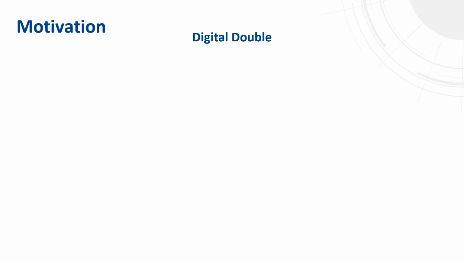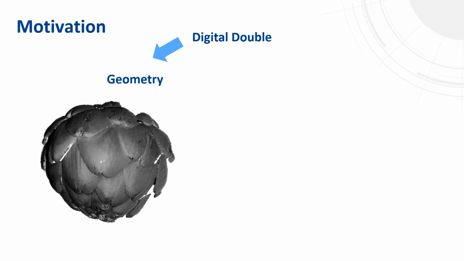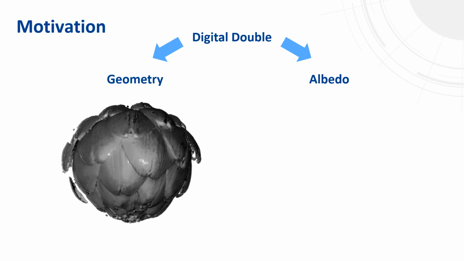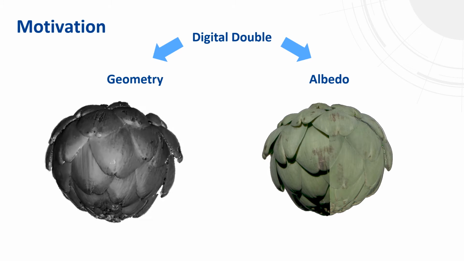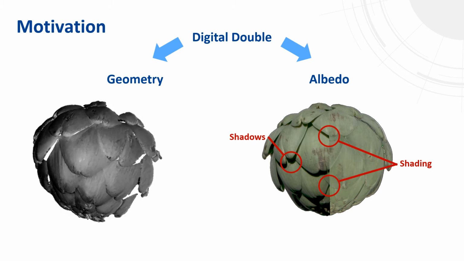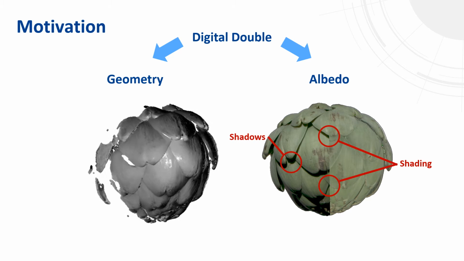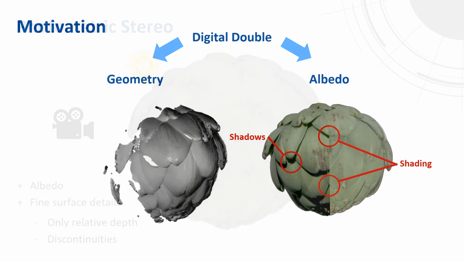We present a pipeline for the creation of digital doubles from real objects. This includes the geometry of the object, but also the color called albedo. Unlike photographs, albedo is unaffected by changes in lighting and is free of shadows or shading artifacts. It is the true color of the object and solely determined by material properties.